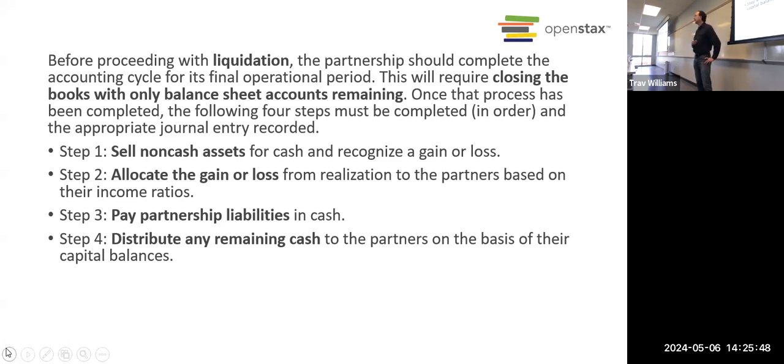But then you sell off any other assets of the company. Take the gains or the losses from the sale of those assets, divide those among the partners, pay off any debts, and then whatever's left over gets distributed to the partners. So that would be the liquidation process.